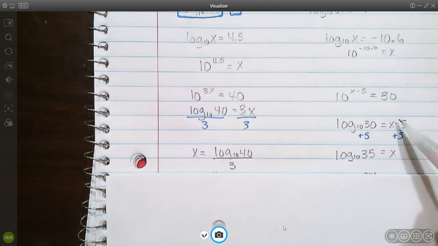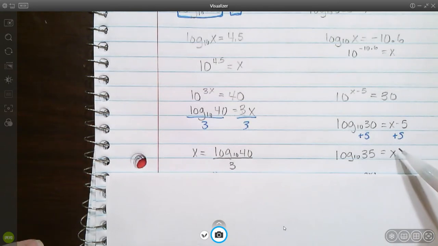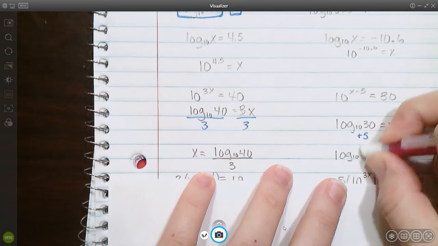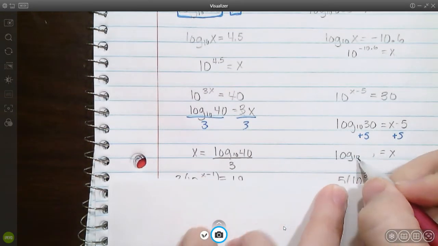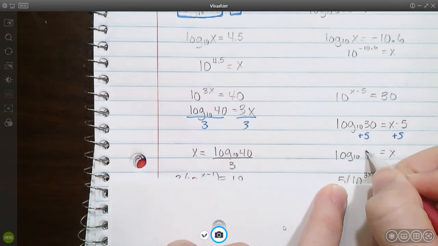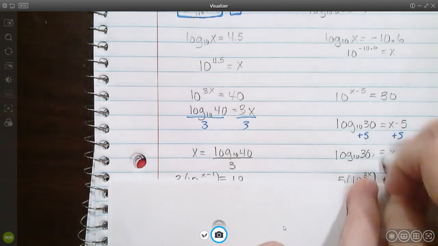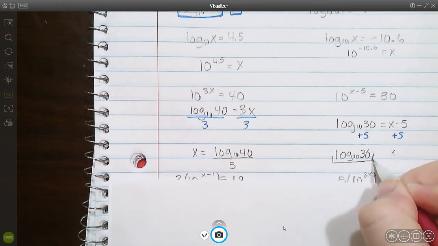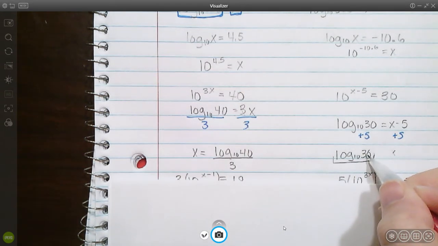Okay, this and this are not the same thing. You have to rewrite this as, so 10, or log base 10 of 30. So this is one number. So you can't just add a number to this 30 and think it's the same.